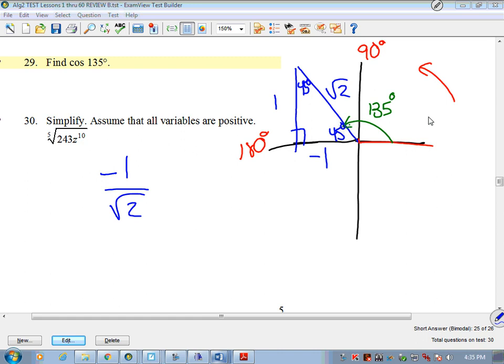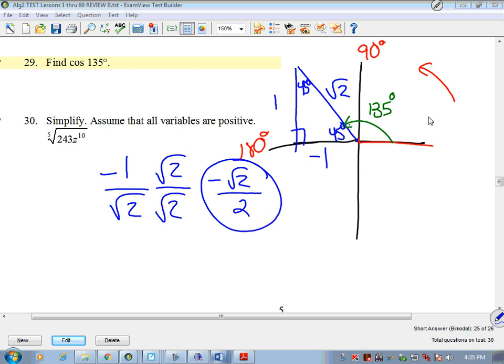I can't leave it like that. I have to rationalize the denominator. So I get negative radical 2 over 2. Let's check the answer here. That's exactly what they get. Negative radical 2 over 2. So don't forget where you are. That is from lesson 56.